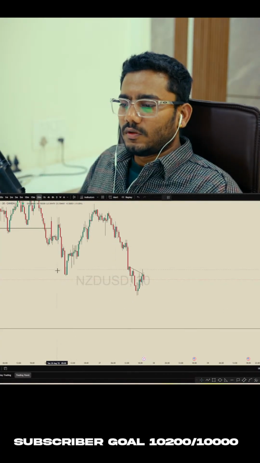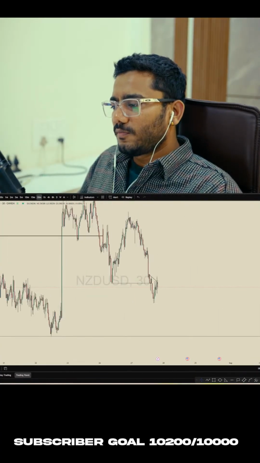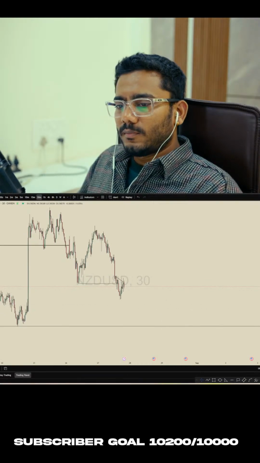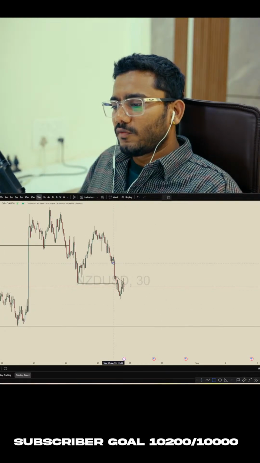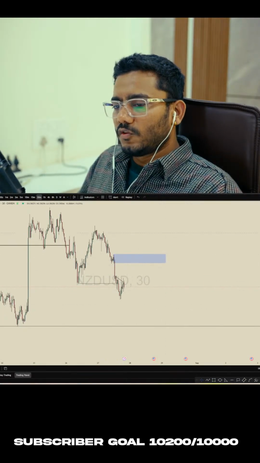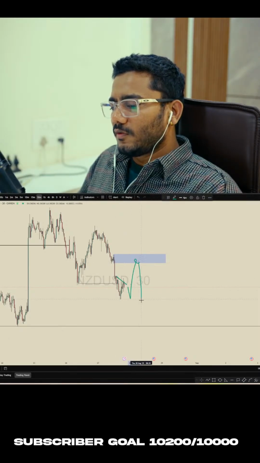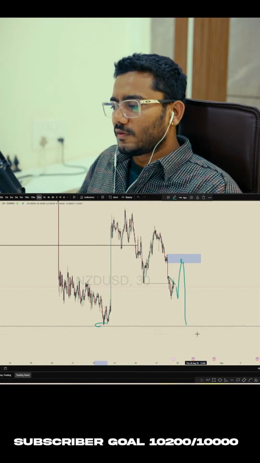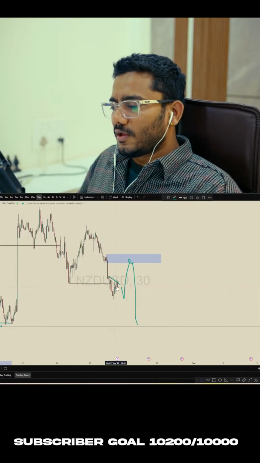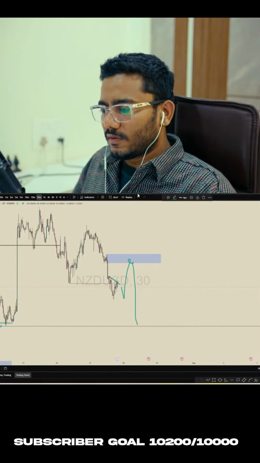So I think on NZD/USD, price will not fulfill this. We can look for sell side from here. We have inducement. Price is creating a trend line liquidity over here. If price comes, then we can look for sell side and target the next low, which is this one. So we have around 1:7 RR from this.